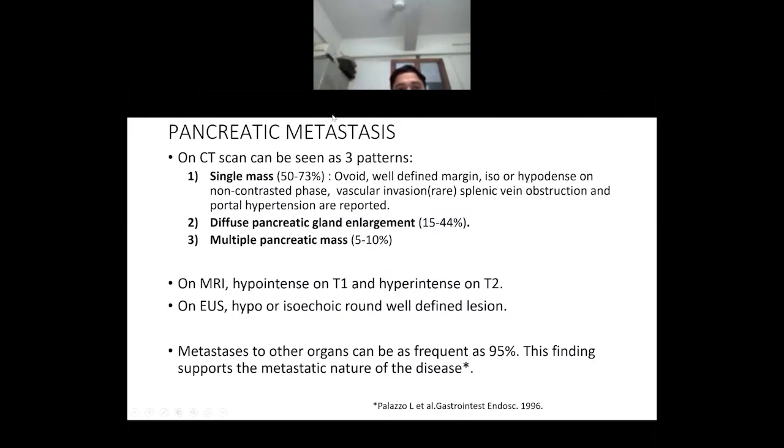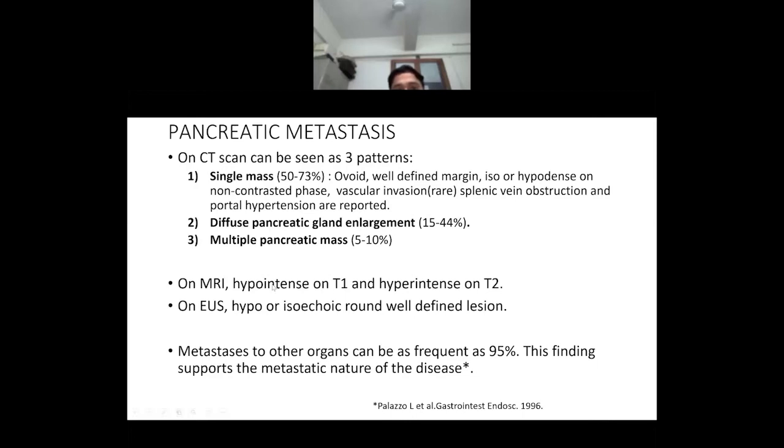Pancreatic metastasis on CT scan can be seen as three patterns. They can appear as a single mass, they may present as a diffuse pancreatic gland enlargement, or they may present as multiple pancreatic masses. And among these three presentations, single mass presentation is most common, 50 to 73%. It appears as an ovoid, well-defined mass, iso or hypodense on non-contrast phase, and vascular invasion is rare. If found, it is invading the splenic vein. Splenic vein obstruction and portal hypertension are also reported.